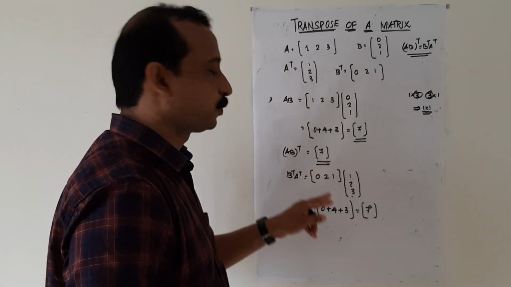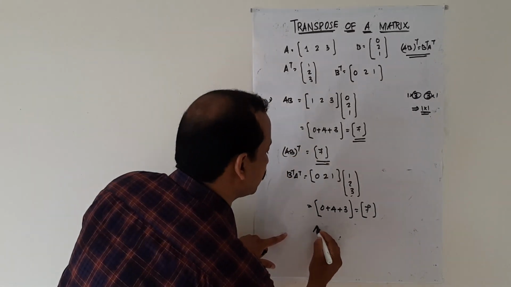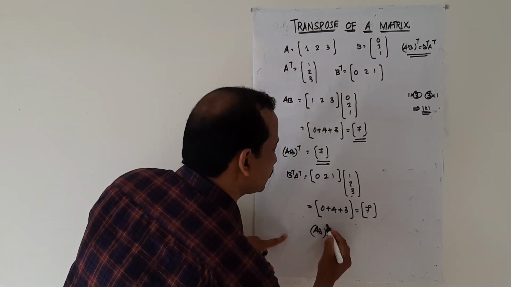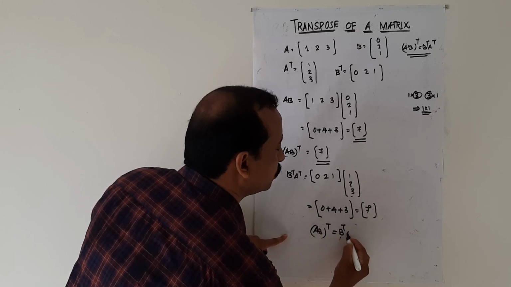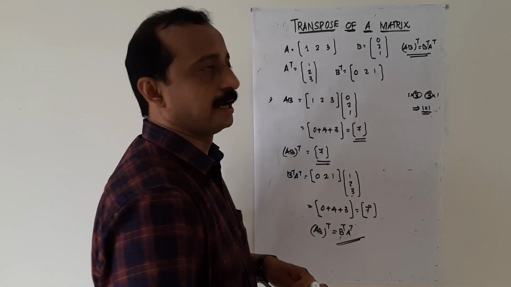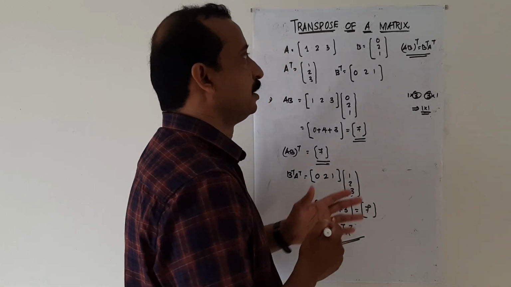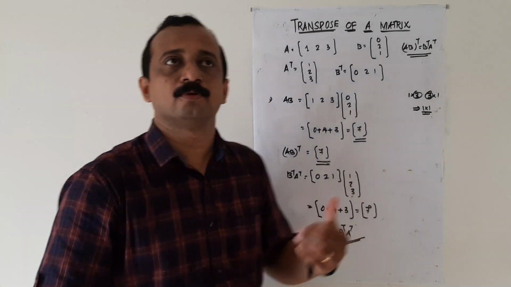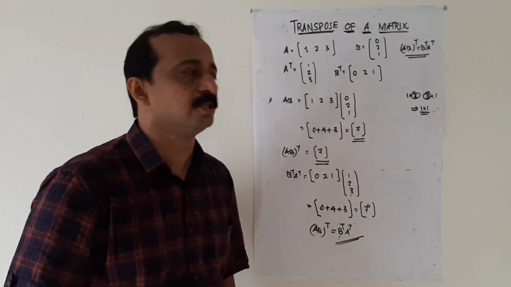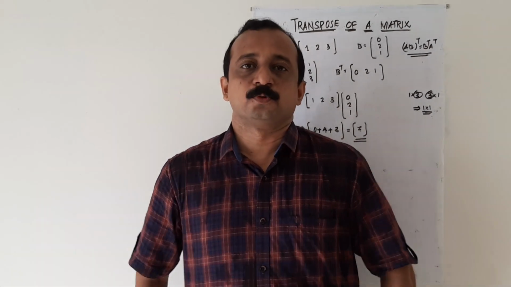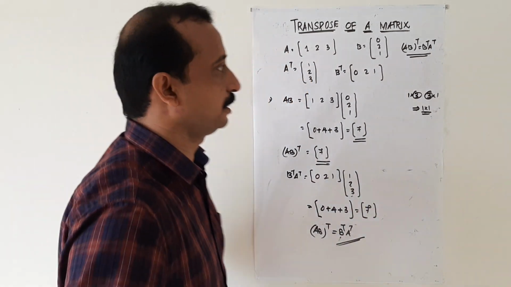So (AB) transpose and B transpose into A transpose are equal, and therefore we verified the result (AB) transpose equals B transpose into A transpose. These are very important sections. The transpose portions are very important problems, based on questions like (AB) transpose equal to B transpose into A transpose.